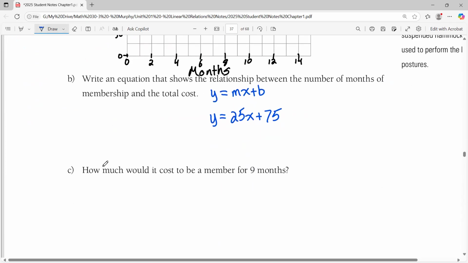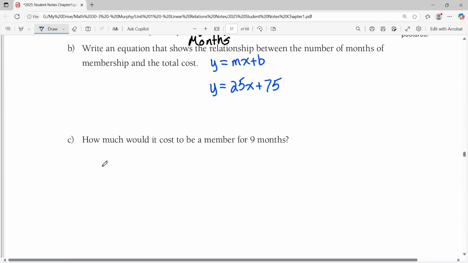So C, how much would it cost to be a member for 9 months? Now, again, in your head, you might go 75 plus 25 times 9 and add it all up, right? Well, if you just reverse the order, right, you could just go 25 times 9 months and then add on that flat fee. So you're probably doing that in your head already. Comes out to $300. Okay.